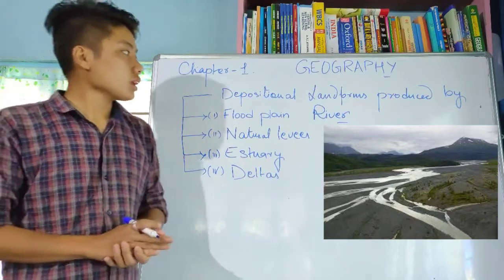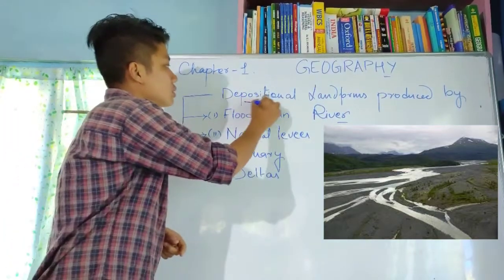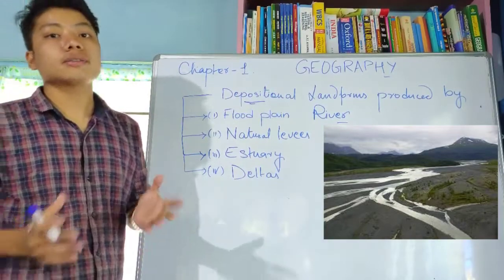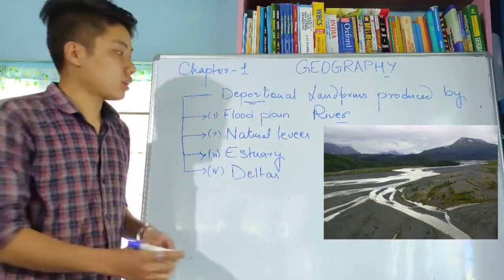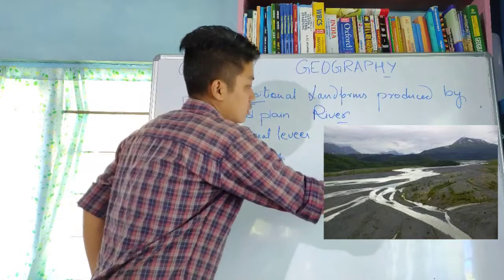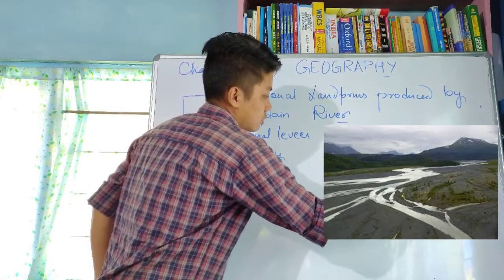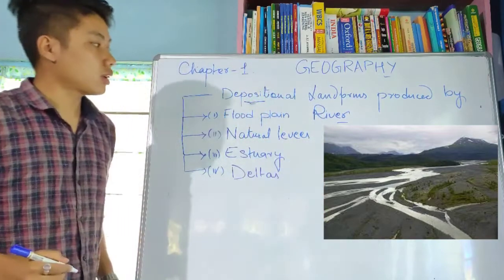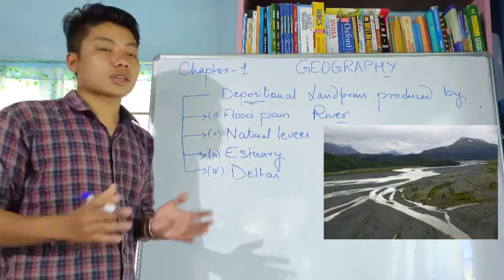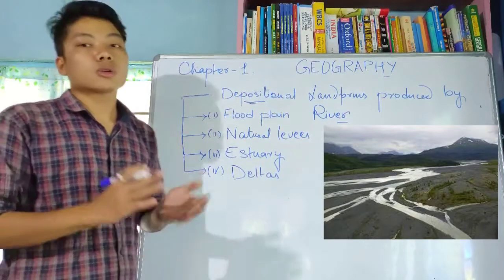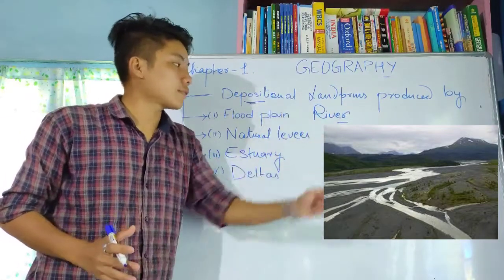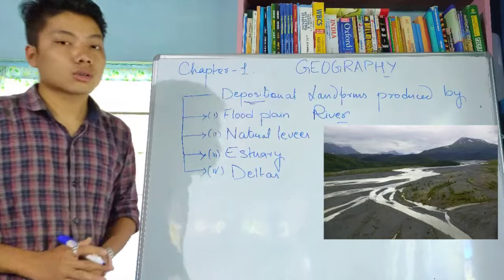Basically, deposition takes place in the lower and middle course of the river. Deposition usually takes place between the middle and lower course of the river. All the erosional features we can see in the upper course of the river, but depositional landforms can be seen in the middle and lower course of the river.